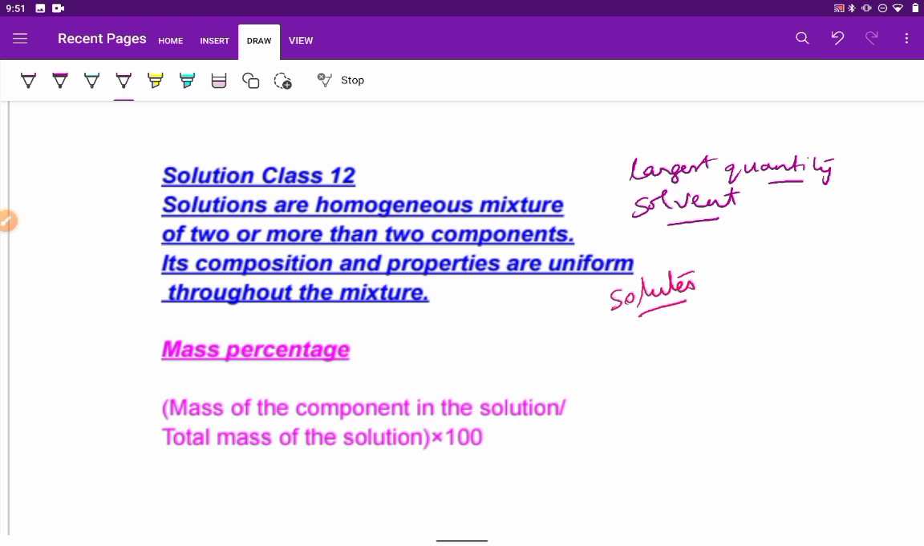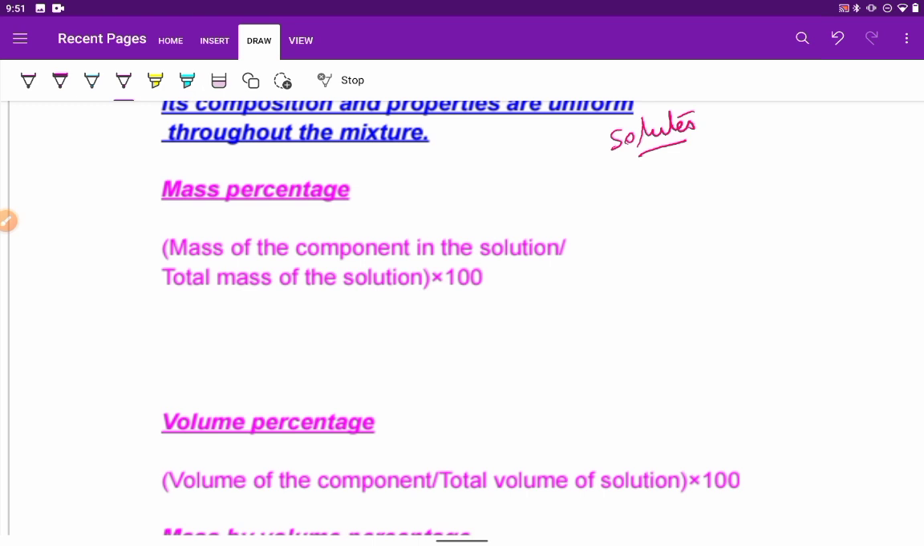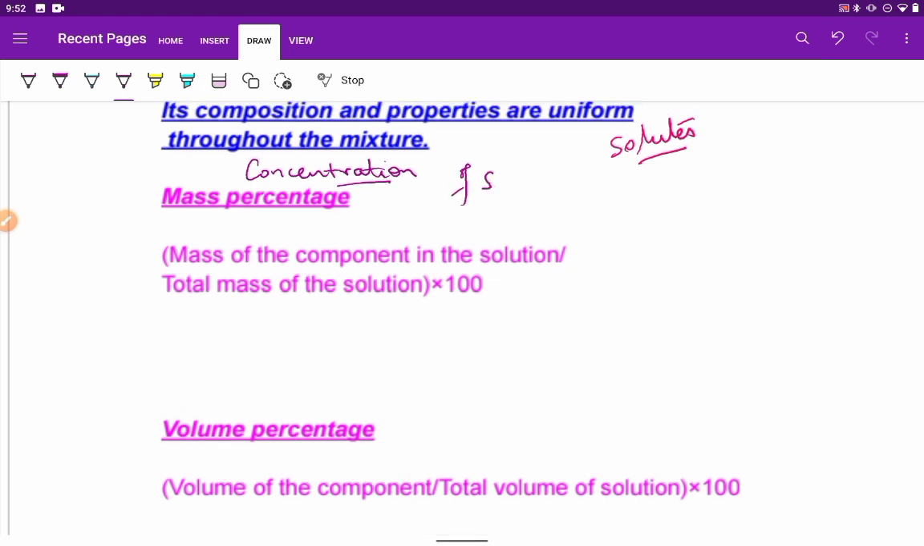So let us see them one by one. So here what we are discussing is the concentration of solutions. First is mass percentage. What do you mean by mass percentage? From the name itself we can understand it is a percentage and something related to the mass. So how we can calculate? This is mass of the component in the solution divided by total mass of the solution multiplied by 100. There will be at least two components if we are considering binary solutions.